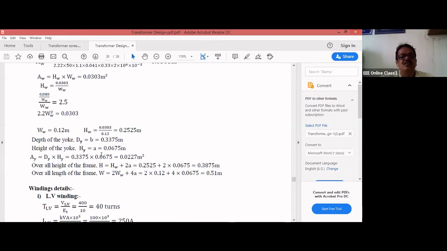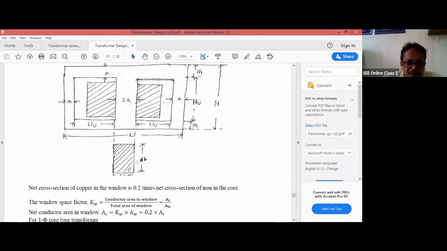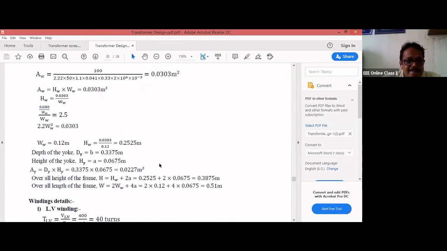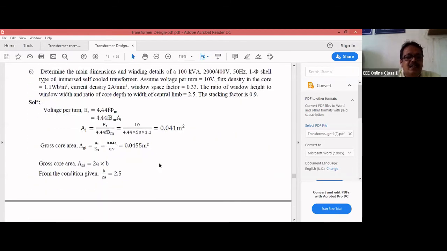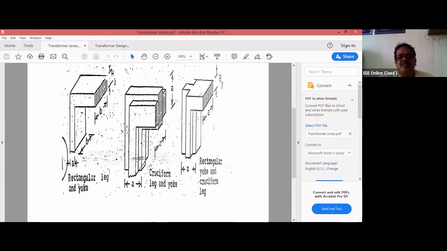Depth of the yoke. So the depth of the yoke for shell type, dy, will be B. If I go back to the figure, the depth of the yoke will be B. Okay, dy is equal to B, 0.3375. Height of the yoke, hy, will be A itself. If you go back to the figure, the height of the yoke will be A. So for shell type, depth will be B, and height of the yoke will be A.